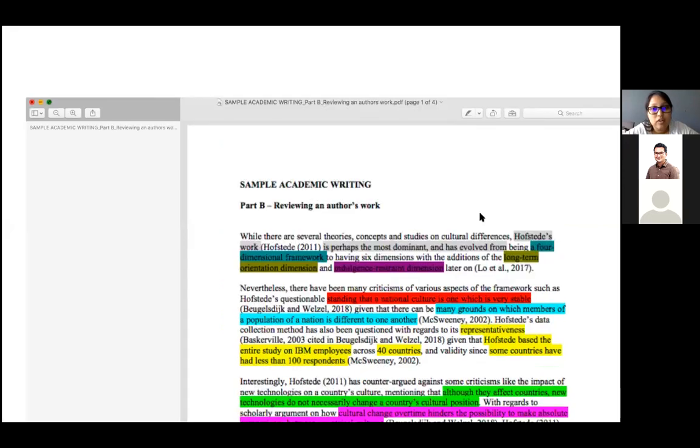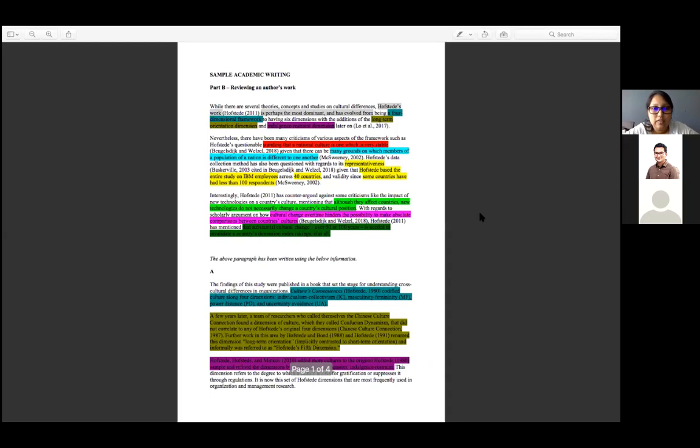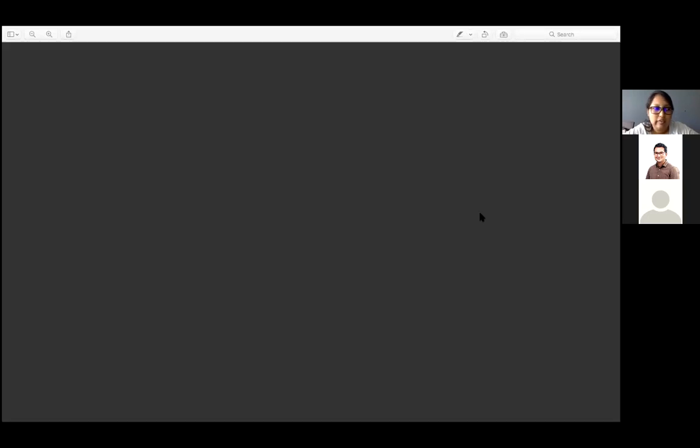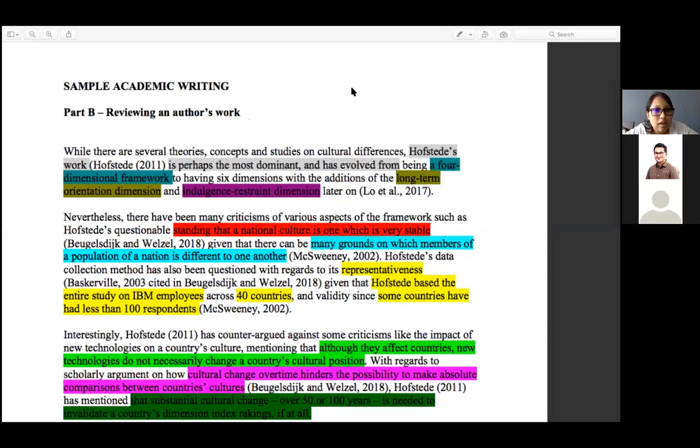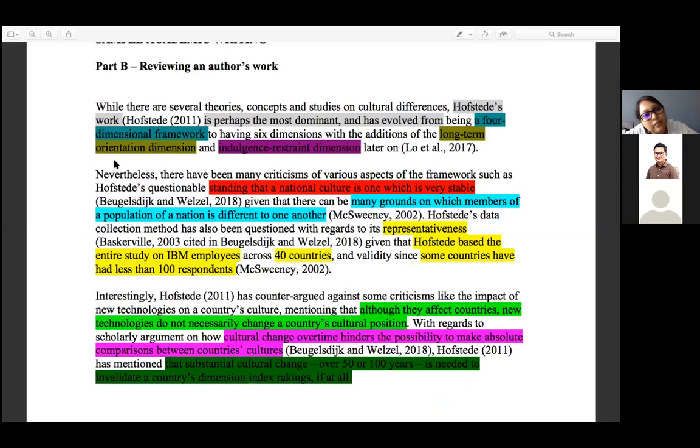Okay. Reviewing an author's work is basically you try and show, okay, this is what this person has said, but this is what other people have said about this person or this work, right? So I have reviewed Hofstede's cultural dimensions. While there are several theories, concepts, and studies on cultural studies, Hofstede did so much research. This is perhaps the most dominant and has evolved from a 4-dimensional framework to having 6 dimensions, with the additions of long-term orientation and indulgence dimensions later on.